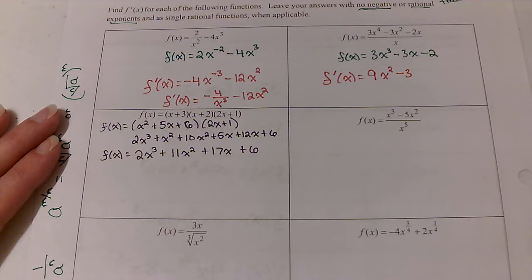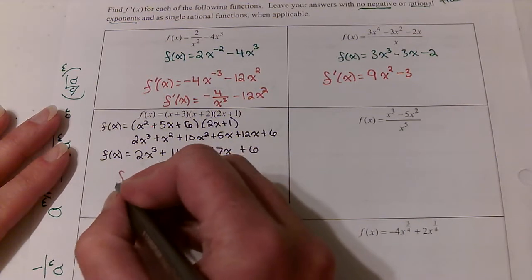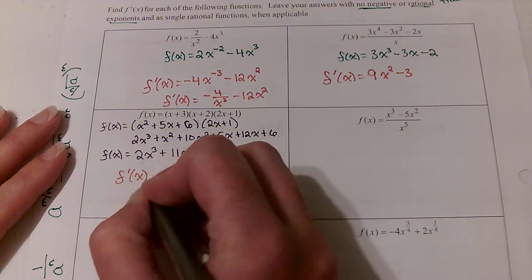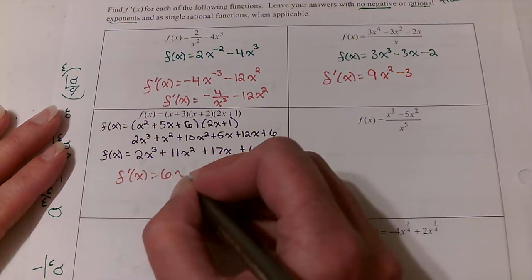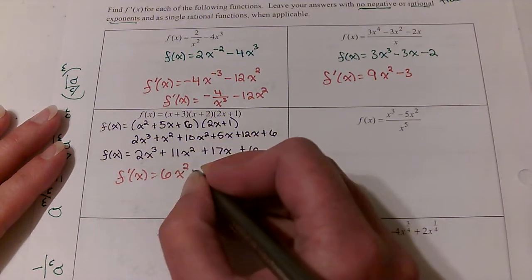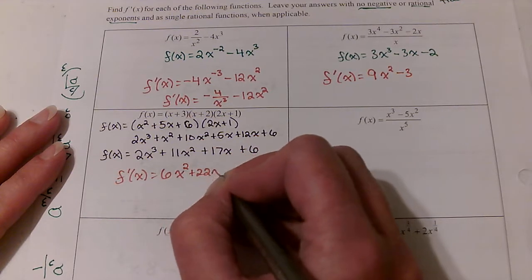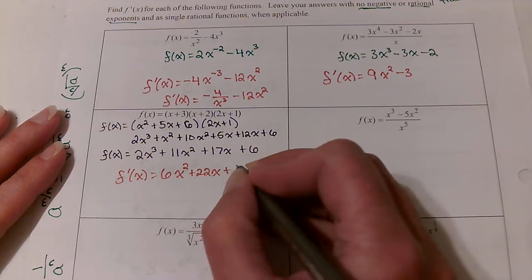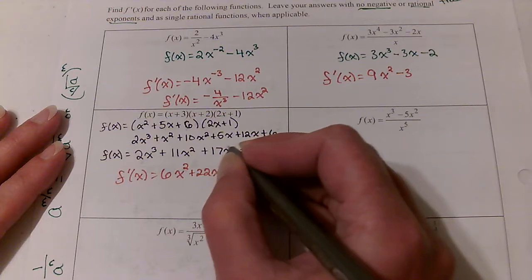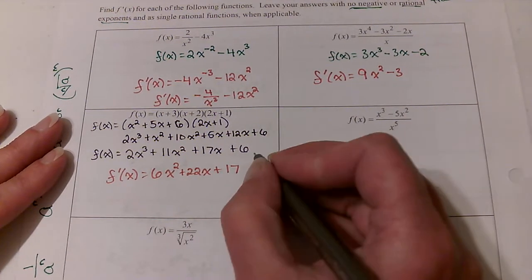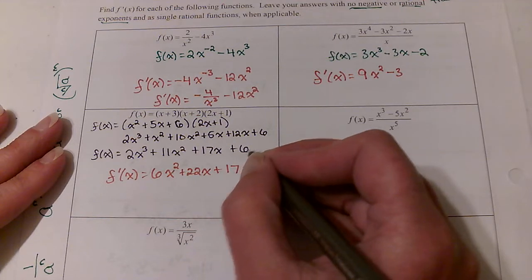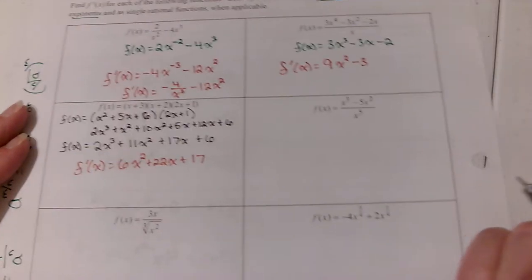So we can use the magic of the power rule. 2 times 3 is 6, subtract 1 from the exponent. 2 times 11, subtract 1 from the exponent, plus 17, subtract 1 from the exponent, and I don't have one left. This is x to the 0, so 0 times 6 is gone.